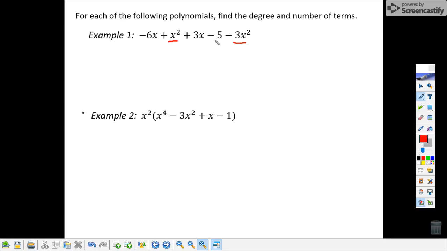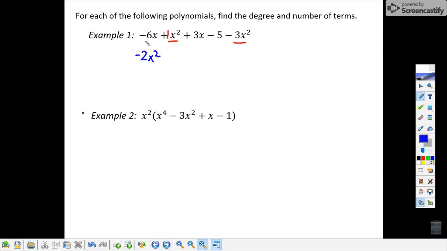So on this first example, notice we have two x squared terms. We're going to go ahead and combine those. This is a 1x squared and then a negative 3x squared. So that will give us a negative 2x squared. Let me add those together. The reason I did the x squareds first is because that's our highest exponent, and since I want it in standard form, I want the highest exponent first.